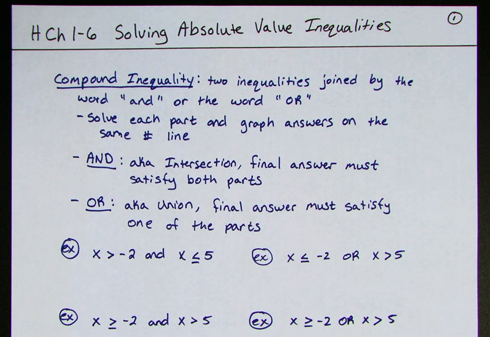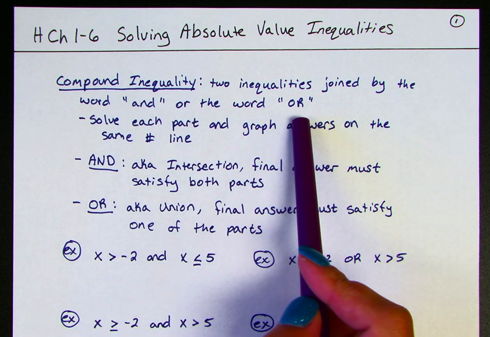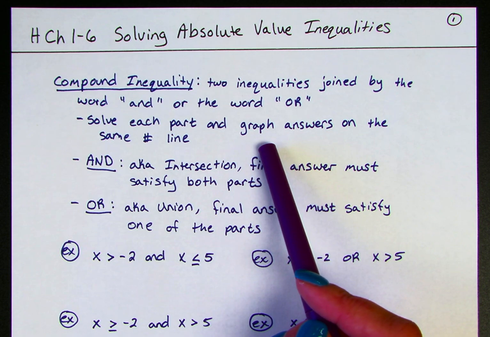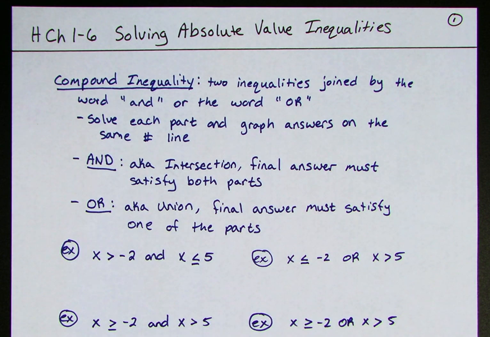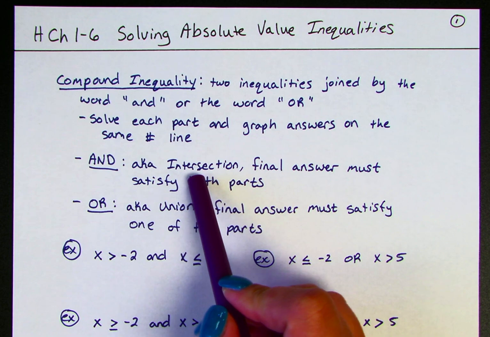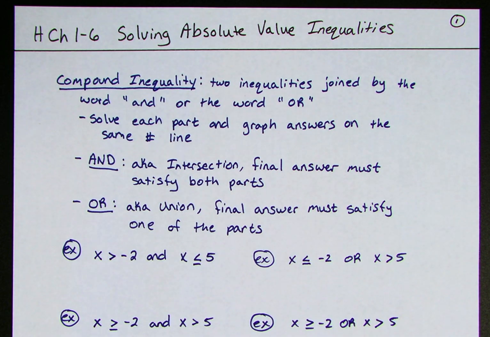So before we actually get to the absolute value piece, we need to go back and review our compound inequalities. A compound inequality is when we have two inequalities joined by the word and or the word or. So we just solve each part, and then our graph is going to be each piece on the same number line. Now when we're talking about an and statement, sometimes you might see it called an intersection, but our final answer, meaning the graph piece of it, has to satisfy both parts. So if we're talking about shading, we would only shade the part that overlaps. And if parts don't overlap, then we would have a no solution answer.